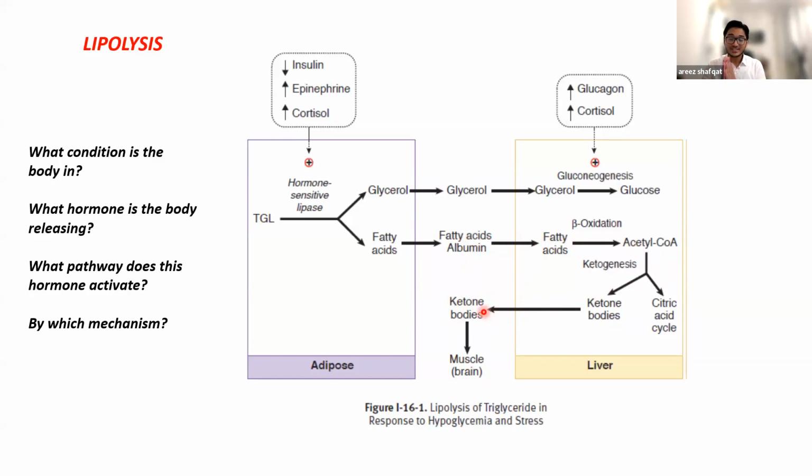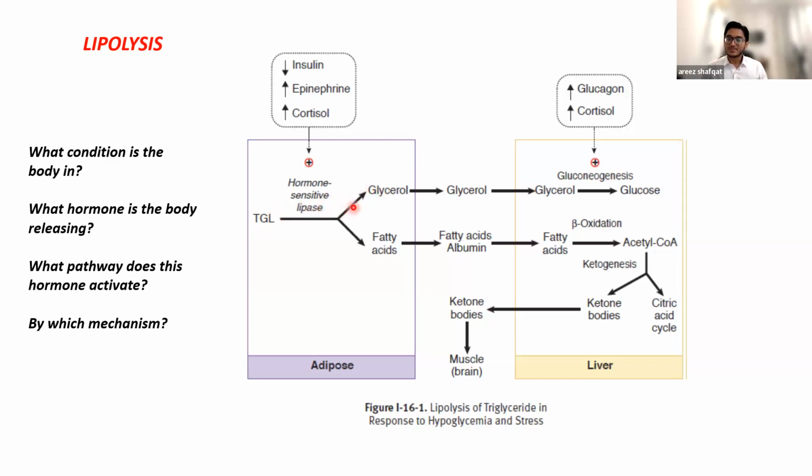Okay, I hope this makes sense. This is very important. It does come in exams, by the way. So just to recap, to break down triglycerides, you need to be in a fasting condition. That means glucagon is active. That means epinephrine is active. That means cortisol is active. They activate hormone-sensitive lipase by phosphorylation at the gene level.